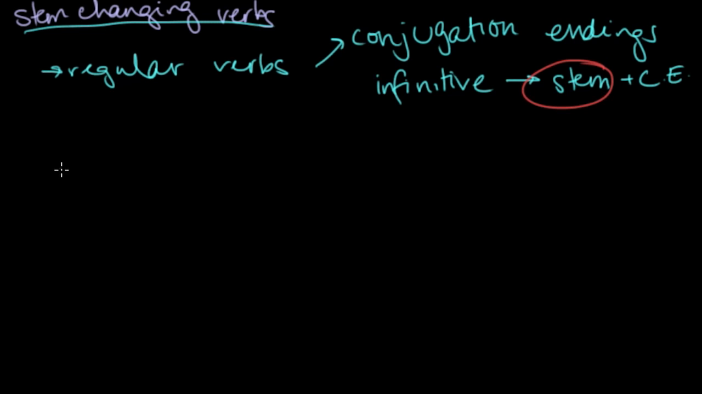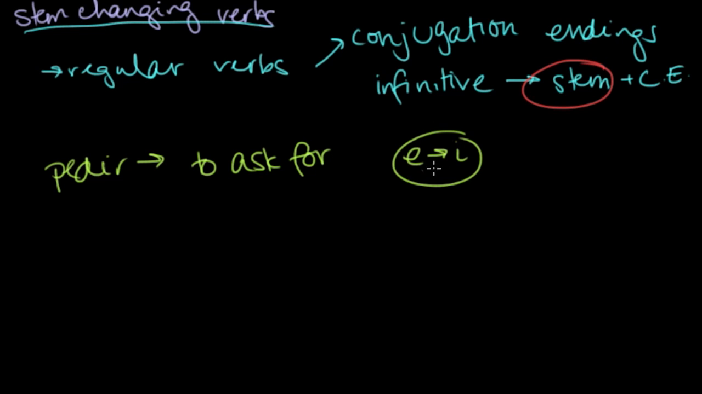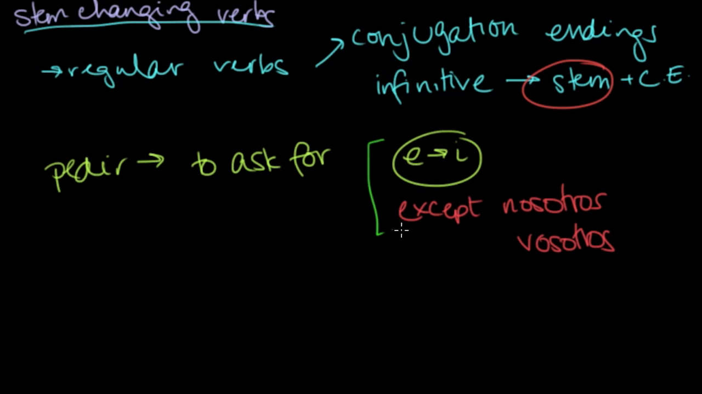We'll start with a pretty easy one, which is pedir, meaning to ask for. And this is an E to I stem changing verb. There are different types, this is one of them. What that means is that when pedir is conjugated, in all of the forms except nosotros and vosotros, the E will change to an I. Now that is true for all stem changing verbs. The nosotros and vosotros forms do not change, they keep the E in the conjugated form.